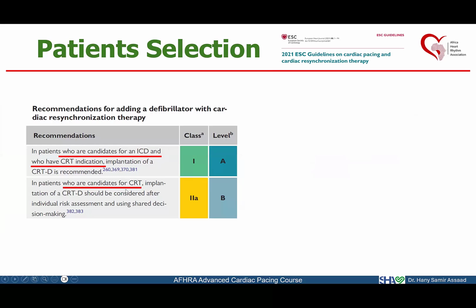But those who are candidates for a CRT may consider to put a CRT-D instead as a class 2A indication. And let's see why this is a lesser level of indication for those who have a full picture of CRT indication, but not quite the D or the defibrillator indication.